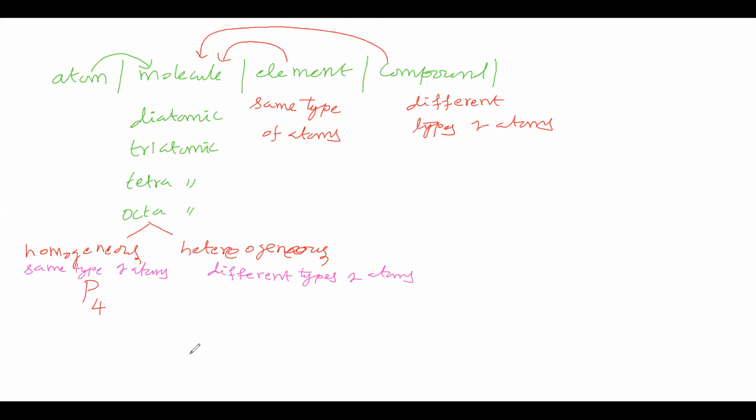Now we will take an example, water. In this water, two different types of atoms are present: hydrogen atoms and oxygen atoms. Therefore, water is a compound but not an element. We can also call this a molecule. This molecule contains different types of atoms, therefore it is called a heterogeneous molecule. So like this, we can say atoms, molecules, elements, compounds.